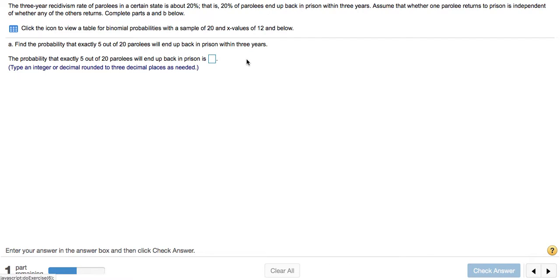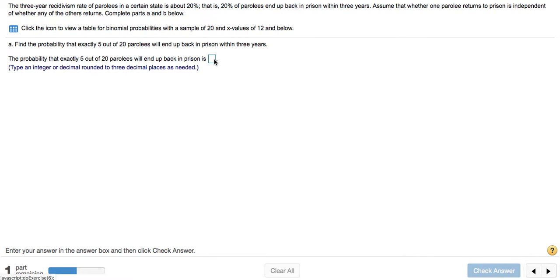The 3-year recidivism rate of parolees in a certain state is about 20%. That is, 20% of parolees end up back in prison within 3 years. Part A asks to find the probability that exactly 5 out of the 20 parolees will end up back in prison within 3 years. So this is a binomial probability experiment where we have n trials and they are independent because that is assumed within the problem.